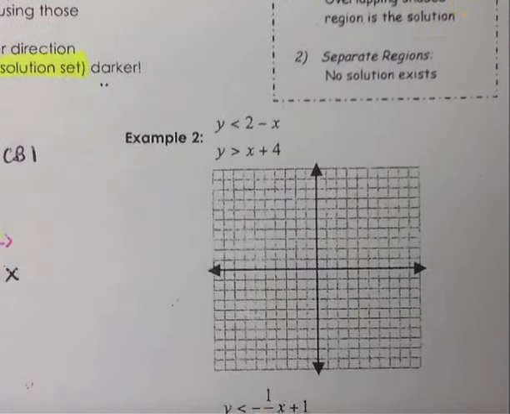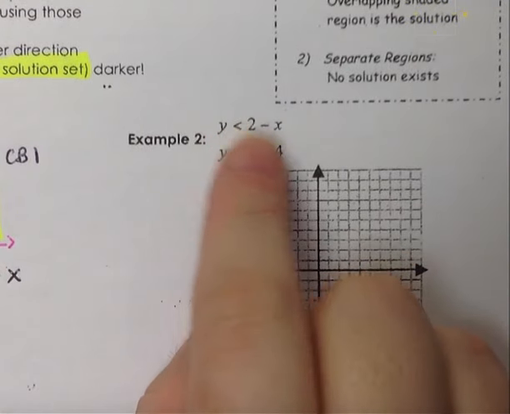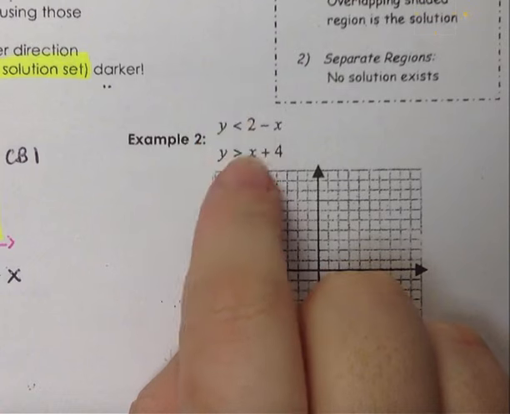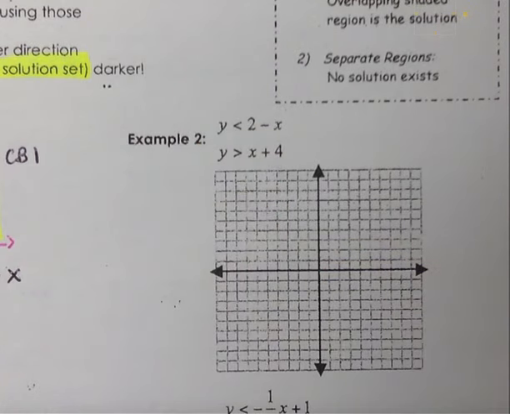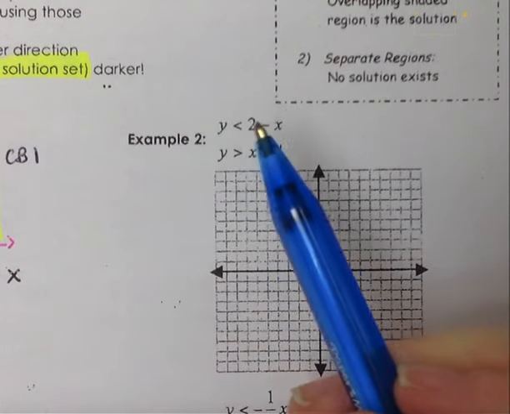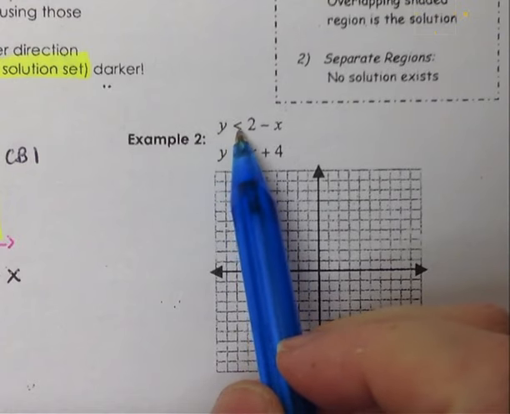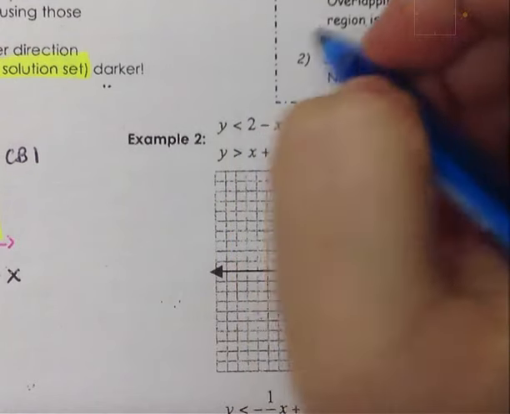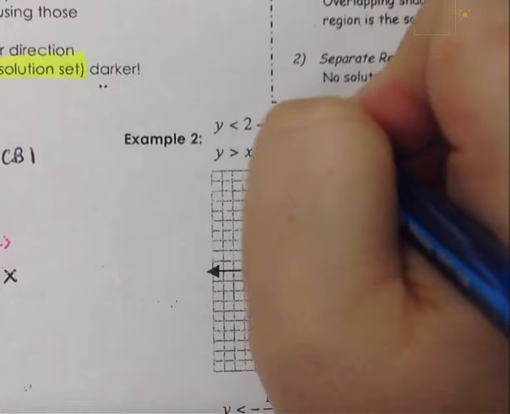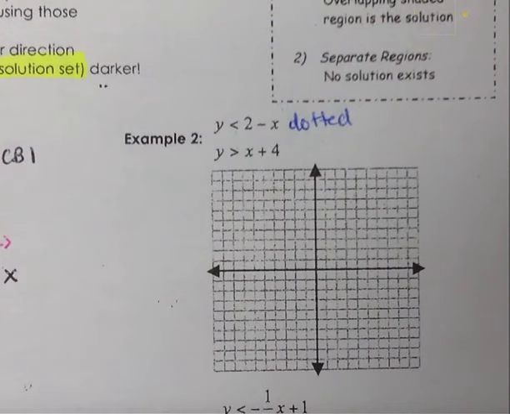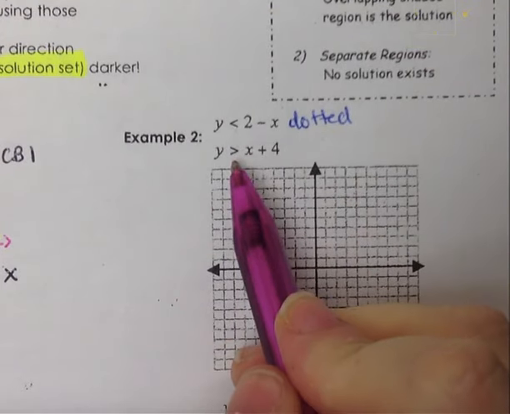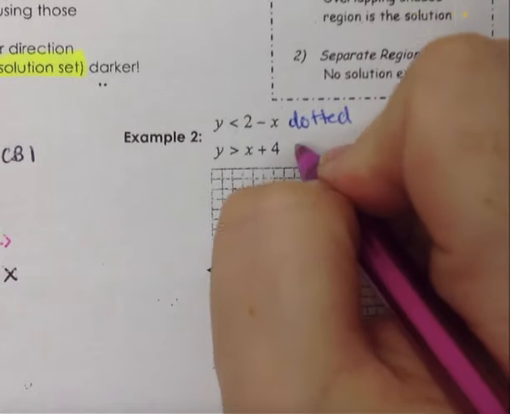On our next example, I'm going to go over to the right side. These two inequalities are already in slope-intercept form, therefore we can graph them. My first inequality I'm going to do in blue. This is going to be a dotted line. Then my second one will also be a dotted line that I'm going to do in pink because it does not have that equal to.